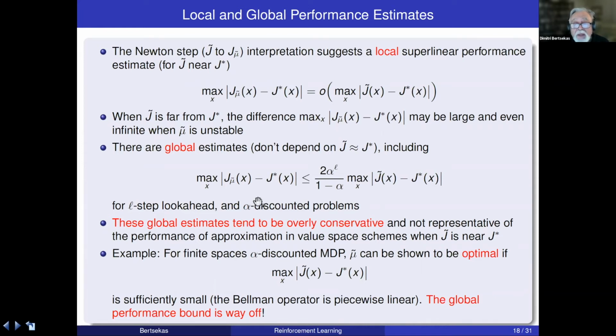We're going to get into developing estimates like that later when we talk about infinite horizon problems, and we'll see how they come about and how they relate to one-step look-ahead and also to policy iteration. But then again, we're going to bring up the point that these are global estimates that are very pessimistic and are not representative of practical behavior.